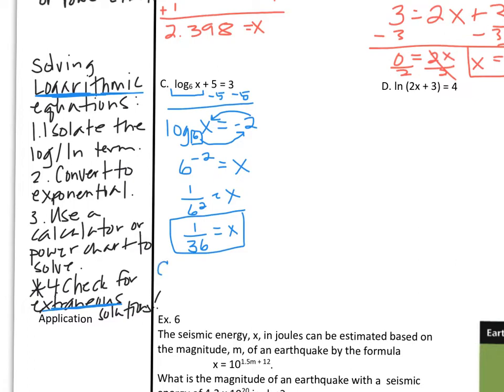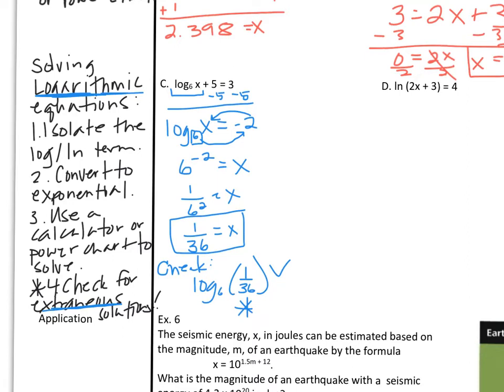Now, when we check it for extraneous, we want to make sure that the logarithm is still possible. If we plug x back in, log base 6 of 1/36, the key here is this has to be a positive value. And we can take log base 6 of that fraction. That'll work. Therefore, it is a valid option. What kind of answers would not be valid? Well, if you plug x back in and the logarithm becomes negative, then we're out of luck. All right, let's try the next one.